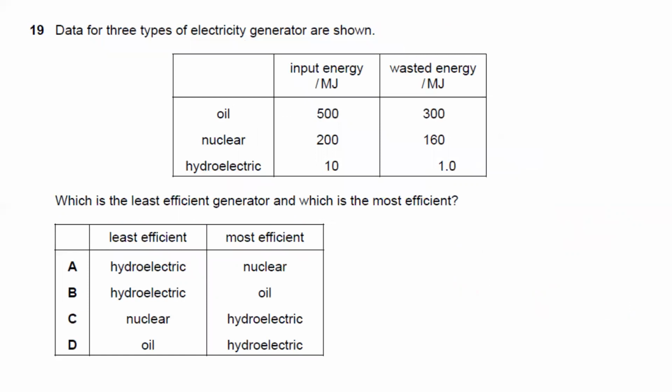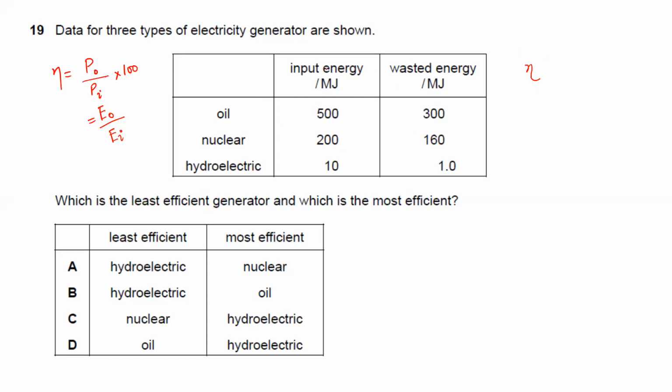Next question. Question 19. It says data for 3 types of generators are shown. There is an oil generator, a nuclear generator, and a hydroelectric generator. Which is the least efficient generator and which is the most efficient? We have to find out efficiency here. Efficiency is power output divided by power input, times 100. This is how we calculate the efficiency. Or we can call it energy output over energy input.